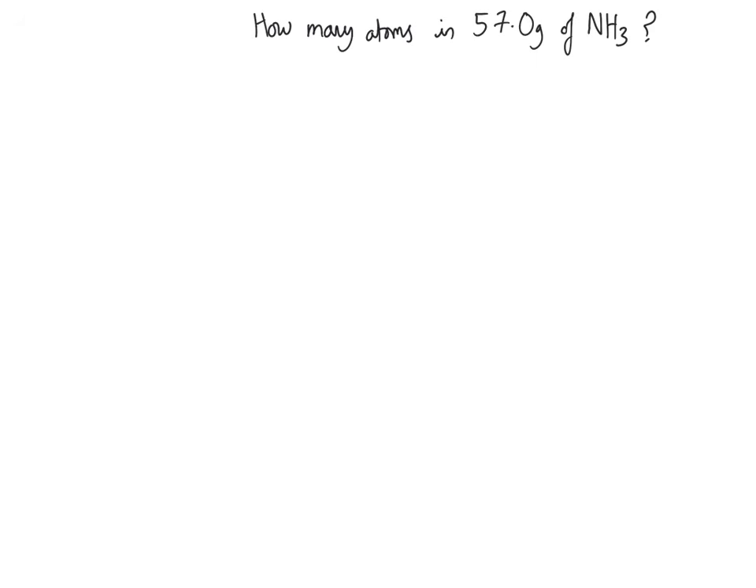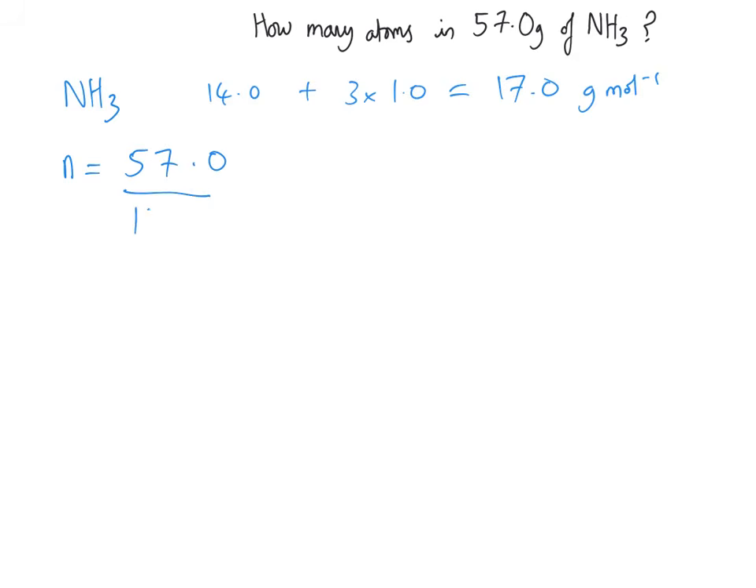So a slightly different form here, so how many atoms are there in 57.0 grams of ammonia? The first thing that we need to do in this approach is work out what the MR of ammonia is. So 14.0 plus 3 lots of 1.0 gives us 17.0 grams per mole for ammonia. And then the moles, therefore, is 57.0, the mass, divided by the MR, which is 17.0. And that gives us an answer of 3.35 moles.